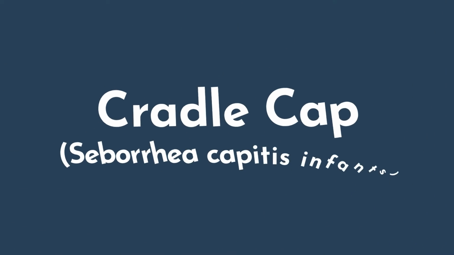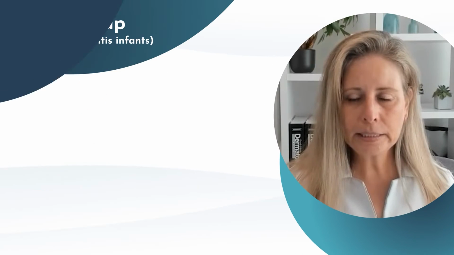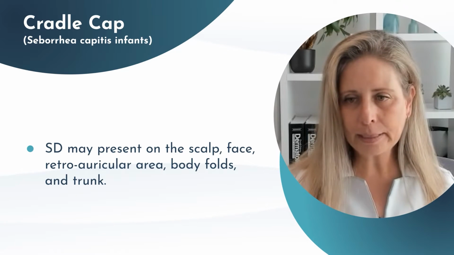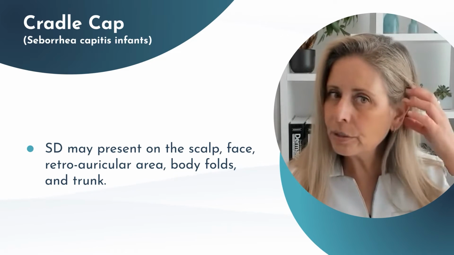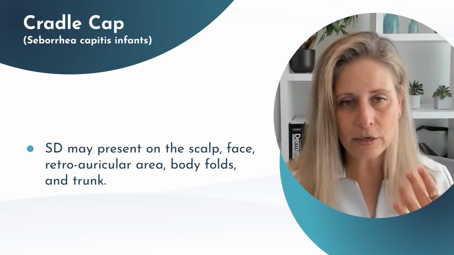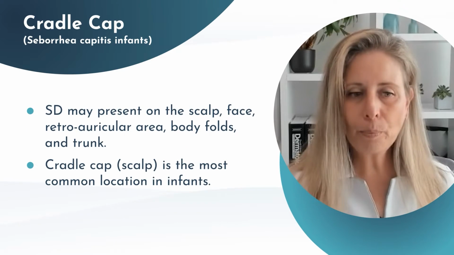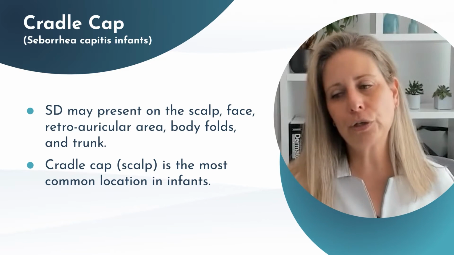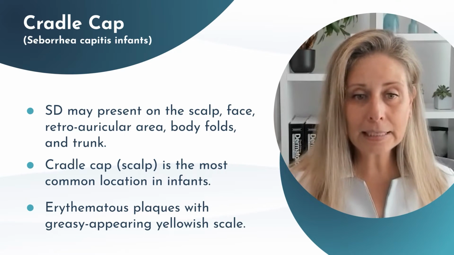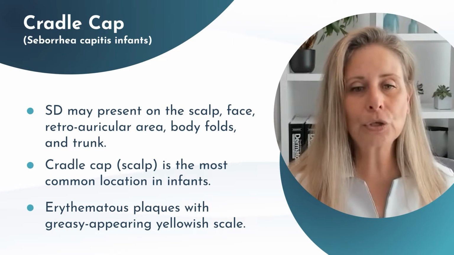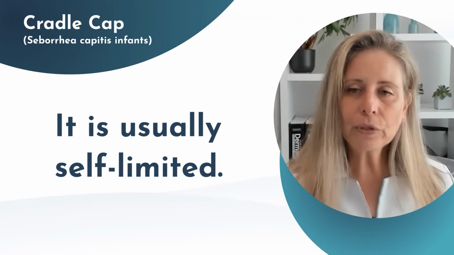Now in infants, we call it cradle cap or seborrheic capitis in infants. And it's a little bit different. For them, the sebderm can present on the scalp, the face, the retroauricular area, so common to have it on the ears and behind the ears, within body folds and on their trunks. The scalp, being cradle cap, is the most common location for infants to have it. And it is characterized by these erythematous plaques, so red, pink plaques with greasy appearing yellowish scale. It's usually self-limited, so most infants will grow out of it.